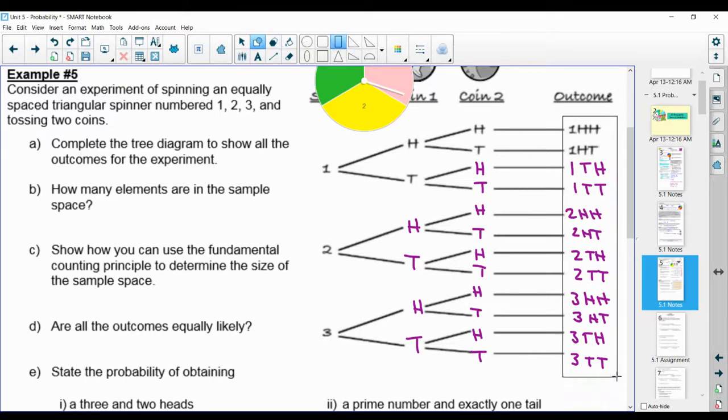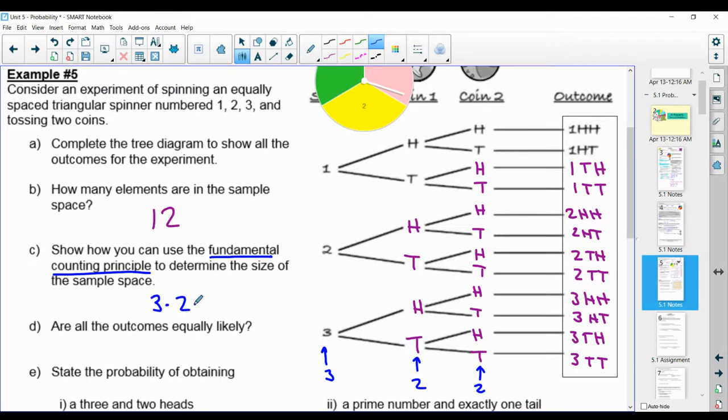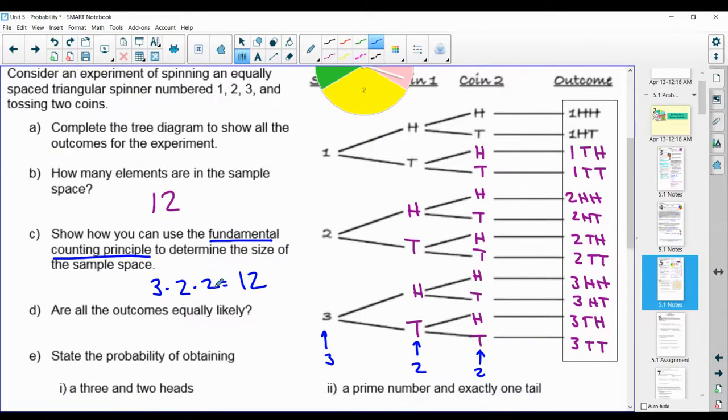So if we look at our sample space there, we have 12 possible outcomes. So it says how many elements are in the sample space? Well, our sample space has 12 elements in it. Now, how could we use the fundamental counting principle to determine the size here? Okay. So we think back to our last unit, there are 3 possibilities for the spinner. There are 2 possibilities for the first coin, and there are 2 possibilities for the second coin. So 3 times 2 times 2 is 12. So that's us using the fundamental counting principle: 3 choices for the first, 2 choices for the second, 2 choices for the third.